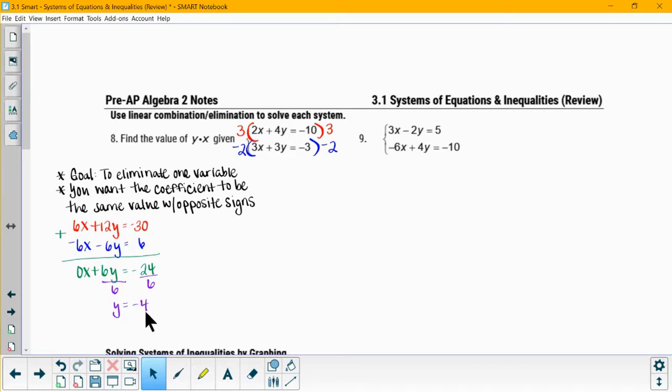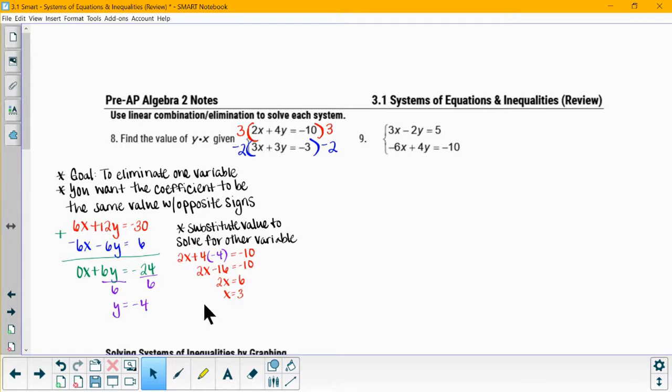Once you have one variable, you're going to do the same thing we did with substitution. You're going to substitute that value in order to solve for the other variable. So I'm just going to plug negative 4 in. You could choose either equation. You're going to get the same answer. 2x plus 4 times negative 4 is equal to negative 10. Going to solve, and I end up with x equals 3.